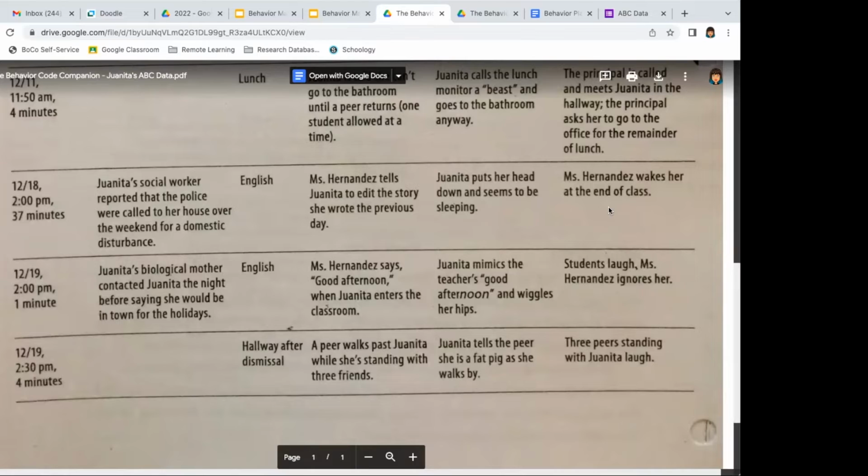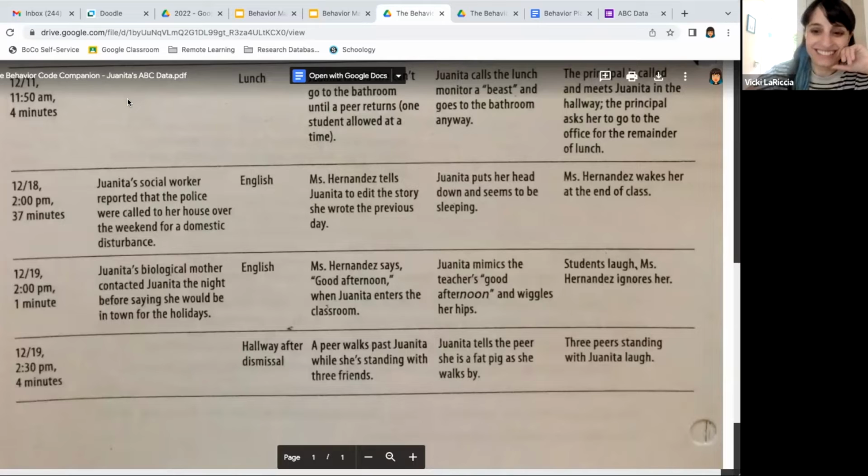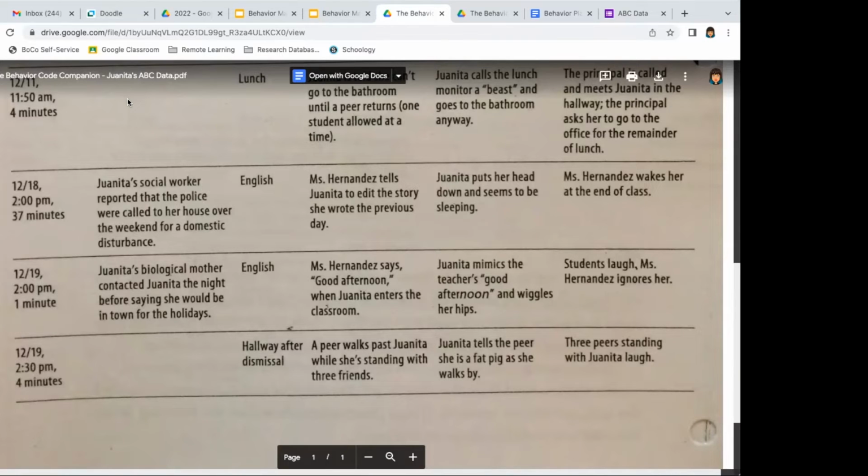The time is December 19 at 2 p.m. for 1 minute. Juanita's biological mother contacted Juanita the night before saying she would be in town for the holidays. The activity was English. Mrs. Hernandez says, "Good afternoon," when Juanita enters the classroom. Juanita mimics the teacher's "Good afternoon" and wiggles her hips. Students laugh. Miss Hernandez ignores her.